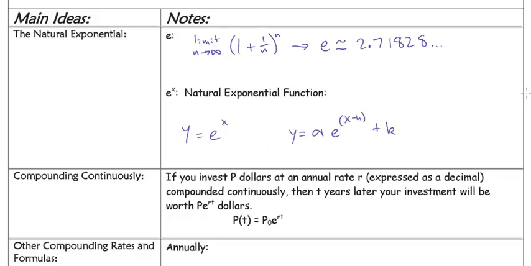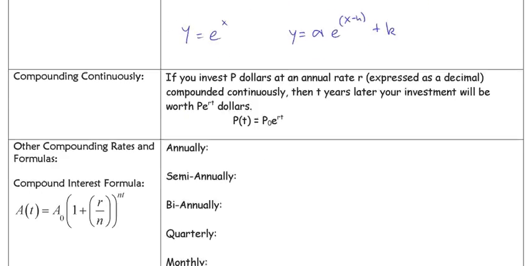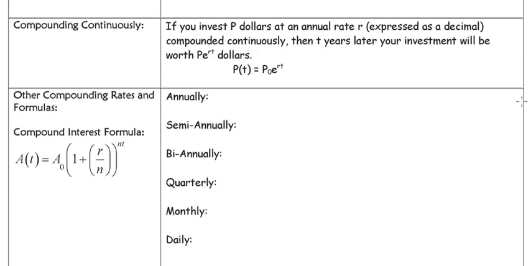In particular, and this is the second box here, this says if you invest P dollars at an annual rate r, expressed as a decimal, and it's compounded continuously, well, that's different for us, then t years later, your investment will be worth P times e to the rt power dollars. And really, this continuously is the part that e is needed for.